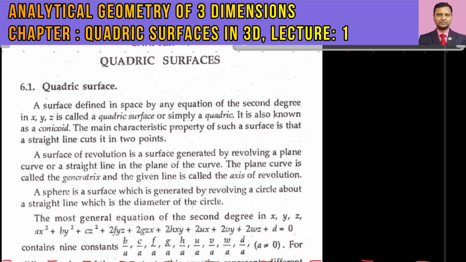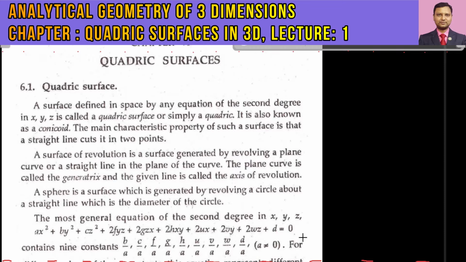We shall have the terms x square, y square, and z square: ax square plus by square plus cz square. Similarly, we have twice fyz, twice gzx, twice hxy. Altogether, these six terms are purely second degree terms involving the variables x, y, and z. Now we have the first degree terms twice ux plus twice vy plus twice wz, and a constant term d would be there.